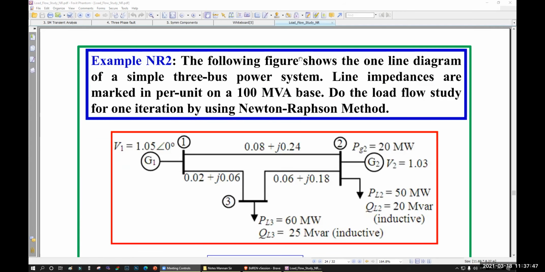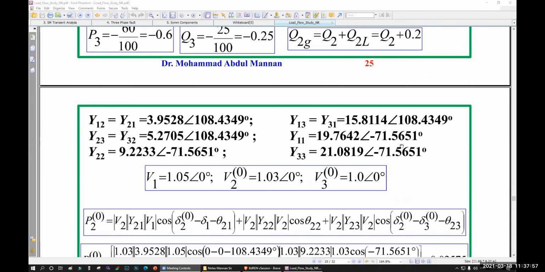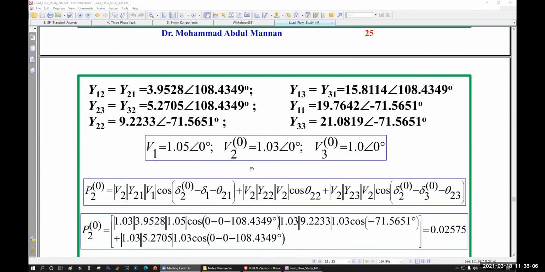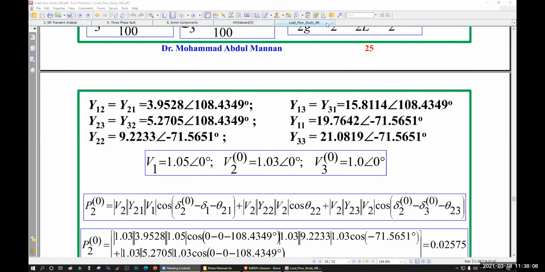See here, the line impedance is given, so they are converted: 1 by 0.08 plus j0.24. Converted, then they become the Y bus. If impedances are given, you have to convert to 1 by, then you have to form the Y bus. So Y bus is formed, but you have to form them in polar form. That means r theta form, right?